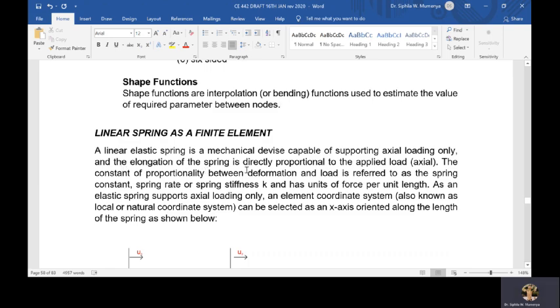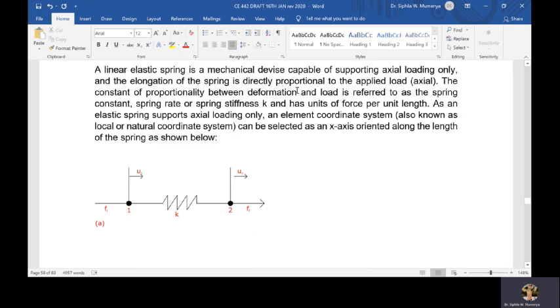A linear elastic spring is a mechanical device capable of supporting axial loading, and the elongation of the spring is proportional to the applied load as shown. And as an elastic spring supports axial loads only, an element coordinate system, also known as a local or natural coordinate system, can easily be selected along the x-axis, oriented along the length of the spring as shown below.